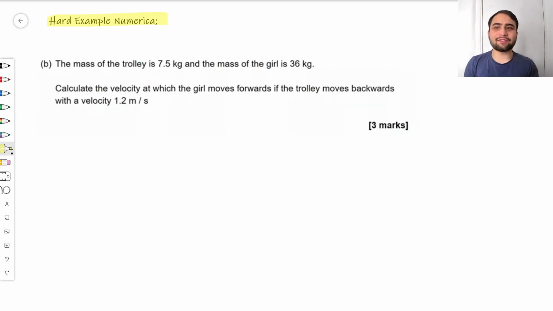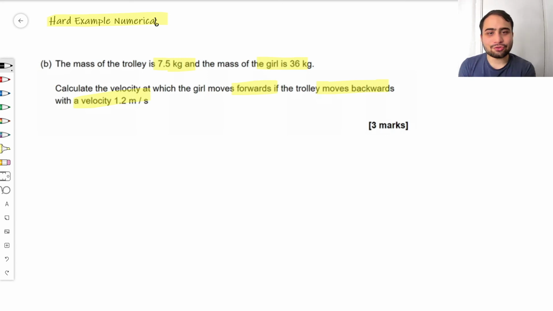Okay, so now let's have a look at a hard example in numerical form. Okay, I'll spell numerical wrong there, oops. Right, let's put that in there. As always, we're going to highlight all of our keywords. The mass of the trolley is 7.5 kilograms and the mass of the girl is 36 kilograms. So we're continuing on from our previous worded example. Calculate the velocity at which the girl moves forward if the trolley moves backwards with a velocity of 1.2 meters per second. As I said before, it's always good to draw diagrams in these sort of things.